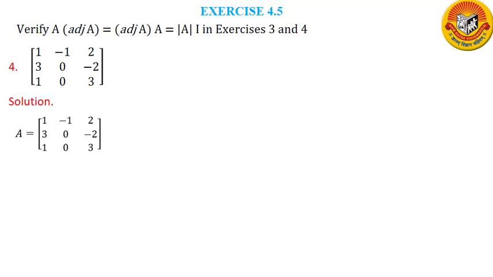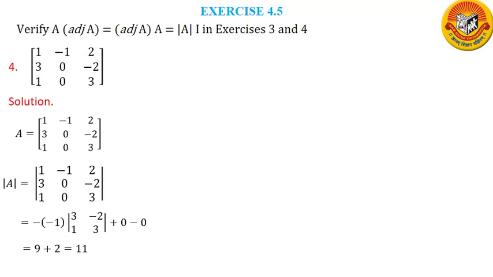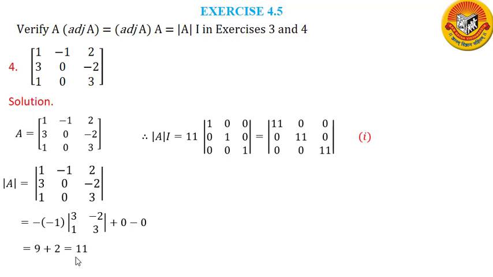Now here first let us find out determinant of A, which is 11. Now you know how to calculate determinant. Here we have expanded along the second column, as I am getting 2 zeros in the second column. So the answer I get is 11. Now determinant of A into I, I am getting as 11 0 0, 0 11 0 and 0 0 11. So this is my first equation.